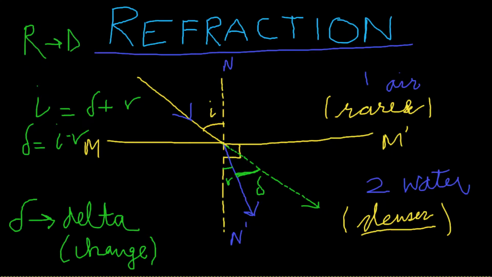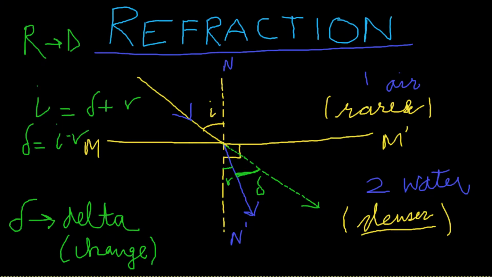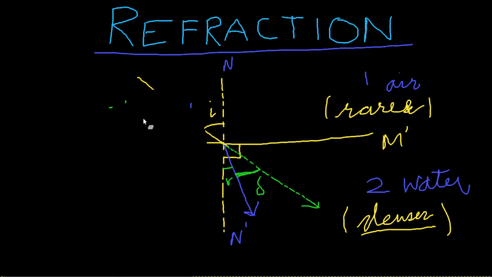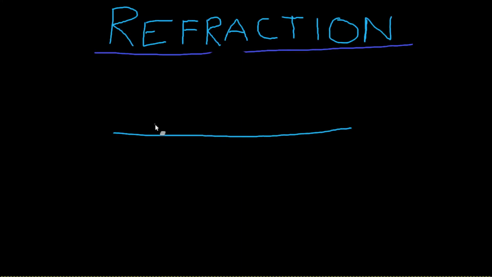Now let me go over the other case where you go from a denser to a rarer medium. Oops! Look at that blunder. So all right. So right here we have another surface. This time blue, and this is my normal.